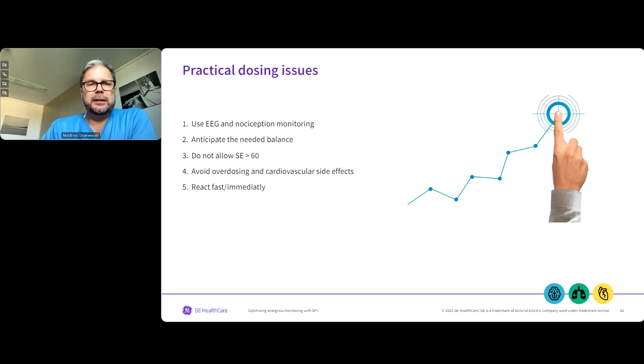Some practical dosing issues from my point: use the EEG and nociceptive monitoring, anticipate the needed balance, do not allow the state entropy to reach values above 60, avoid overdosing and side effects, and we do have to react faster than in our multi-center trial, which really is an issue. And as I showed you before, computer systems helping us in a closed loop way will be the future, avoiding those slow reactions.